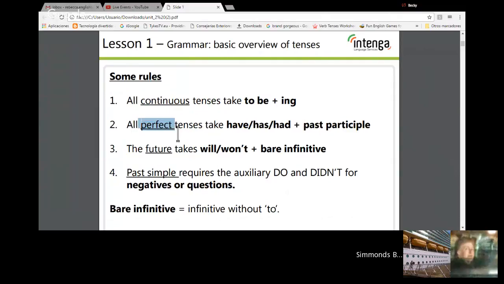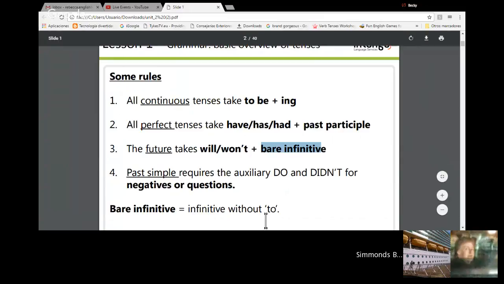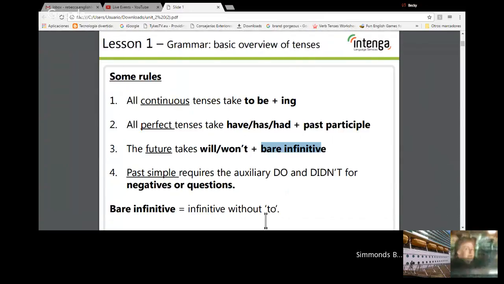All of the perfect tenses have the verb to have in the present and then the past, and then the past participle as well. This is different for each depending on if it's past perfect, present perfect, or future perfect. Then here we have one example of the future. We have will or won't, positive and negative, and the bare infinitive, which we can see here at the bottom, means the infinitive without to.